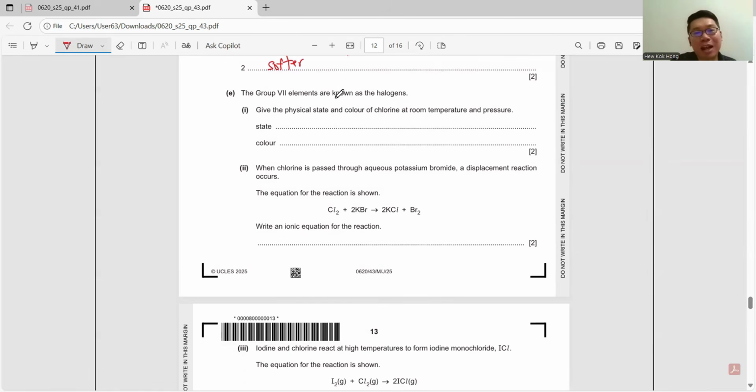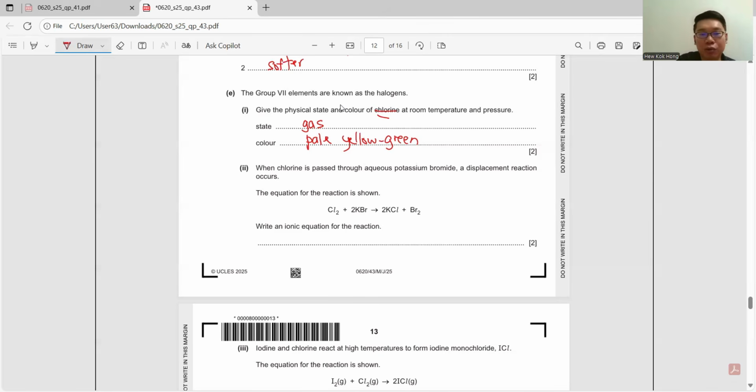The group 7 elements are known as halogen. Give the physical state and color of chlorine at room temperature and pressure. So it is a gas. That's why any experiment deal with chlorine gas, we need to put it in fume hood, and the color is pale yellow-green.